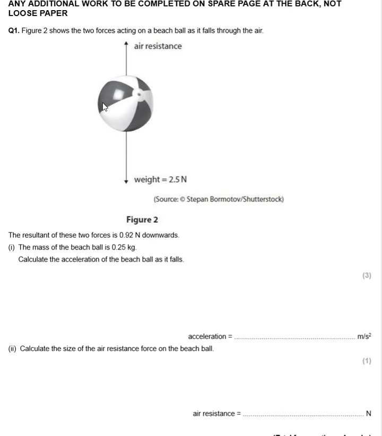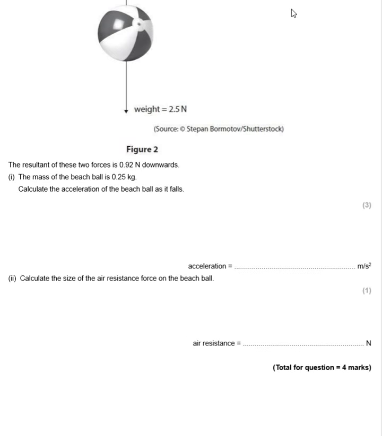Now, the first question we have is this ball here. We know the mass of the ball, so I'll label this as M. I know the resultant force, which is downward, so I'll label this as F_R. The R stands for resultant.